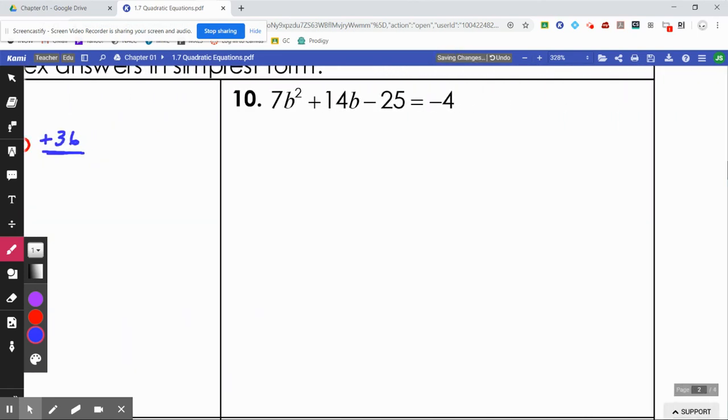Let's do another one. Step number 1, again, I like to move my 25 over. It gives me 7b squared plus 14b equals, when you add 25, it gives you a 21.